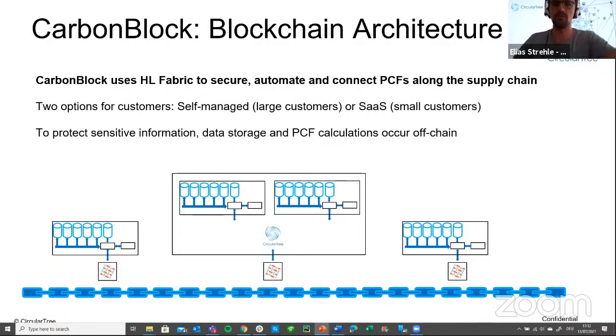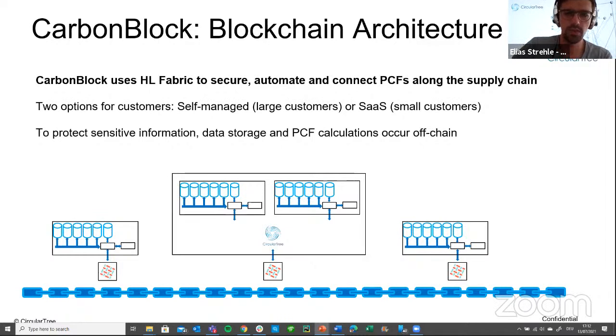But we also offer the second option of doing this as software as a service, which makes a lot of sense for smaller customers. In that case, they would run their calculations in a service we offer as CircularTree, and then we would push this into the blockchain via our own Hyperledger Fabric node.